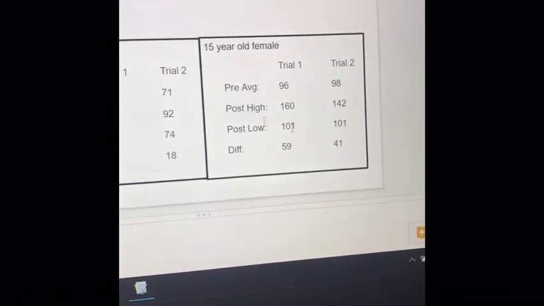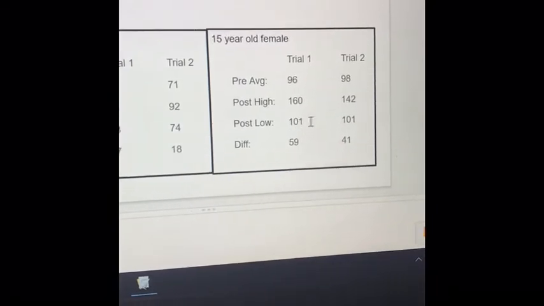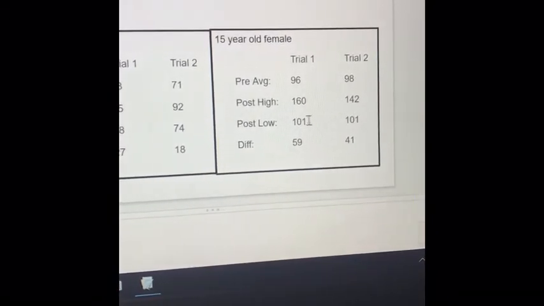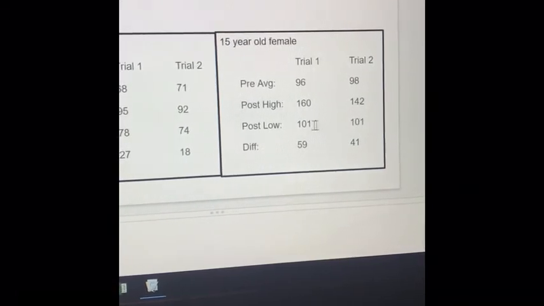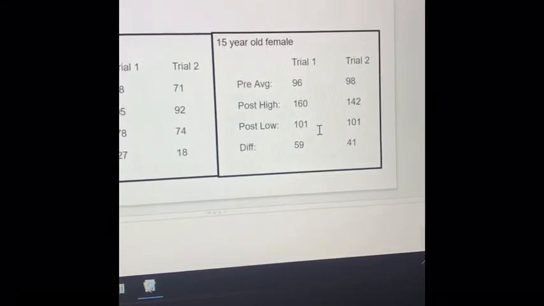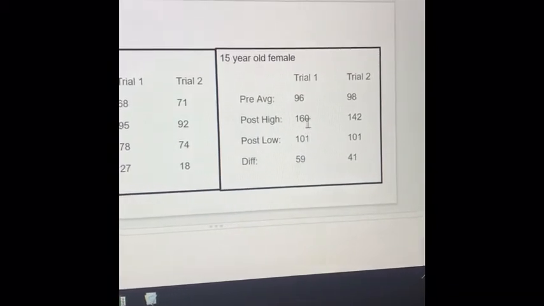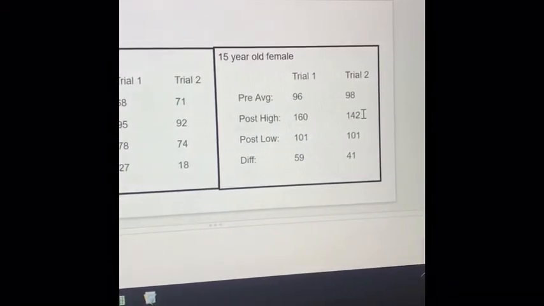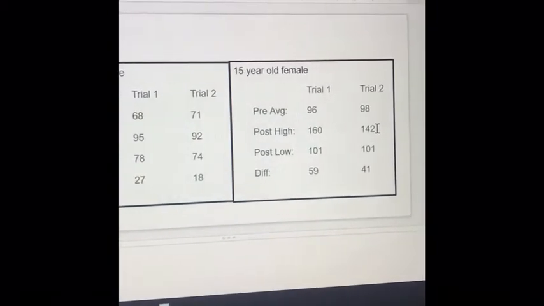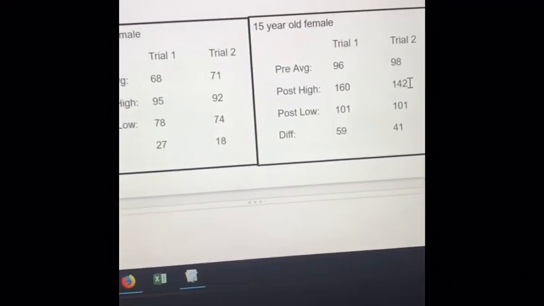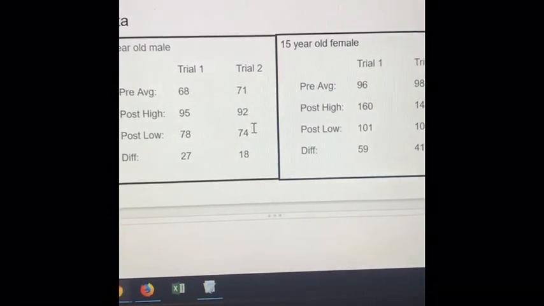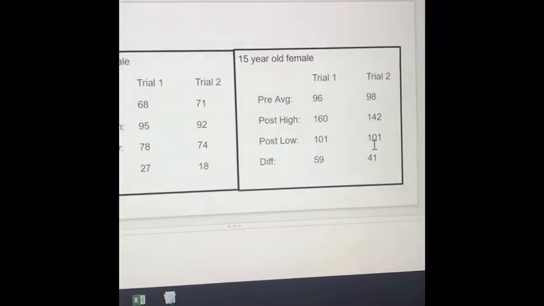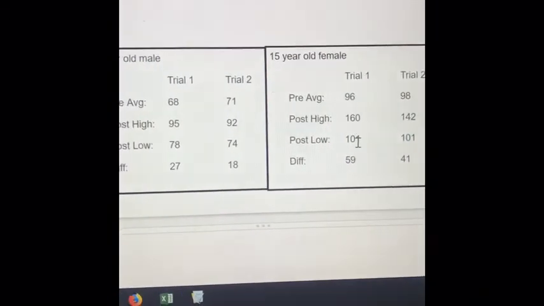Interesting note, with my daughter, the second time through, her return came down to 101 both times, and that's pretty close to her resting. So she started a little higher, 96, 98, and she returned pretty close to her resting heart rate after 3 minutes after exercise. 160 the first time, only got up to 142 the second time. So what can I tell you from this? Both of us got close, in trial 2, to our resting heart rate: 71, 74, 98, 101. She did in both trials.